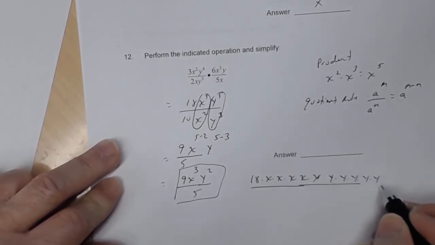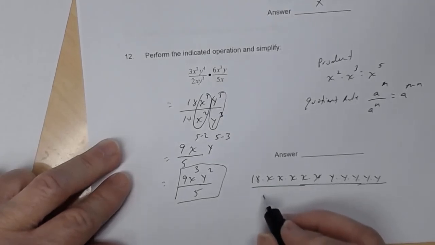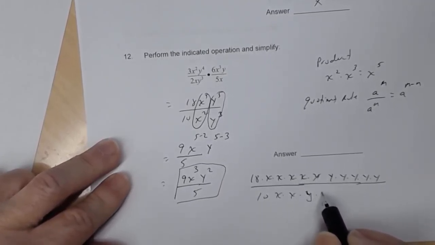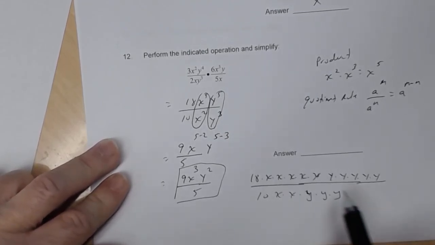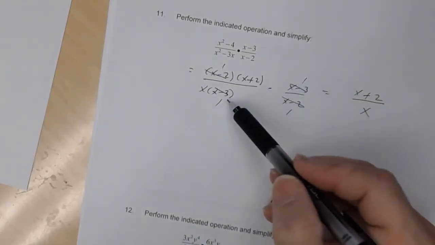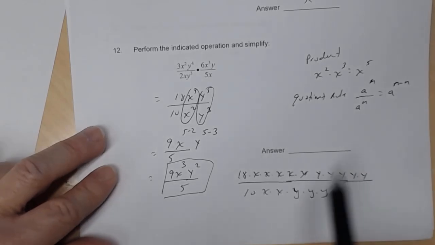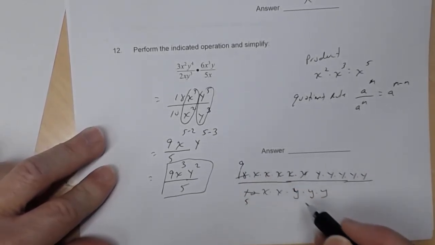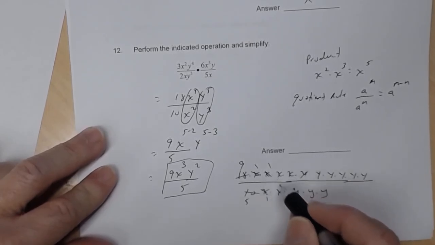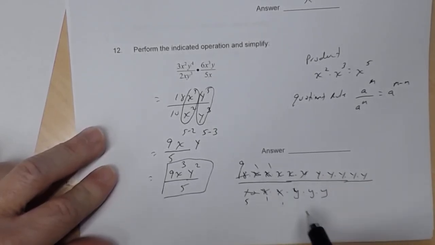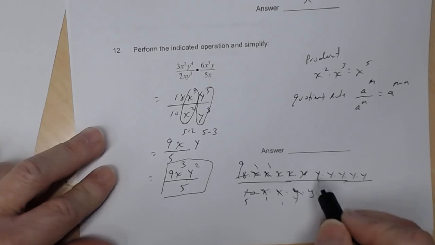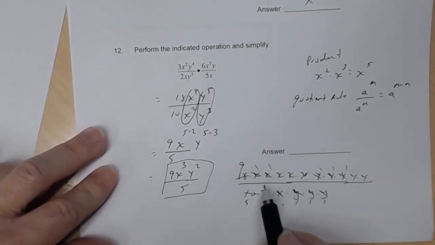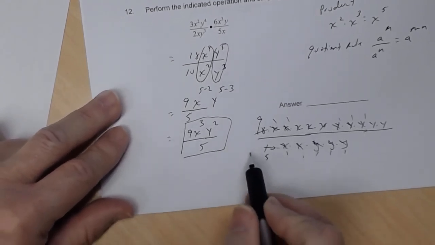1, 2, 3, 4, 5. And then in the denominator, you get 10, and then two factors of x, and then two factors of y. And then we reduce common factors just like we did here. So 10, 2 into 10 is 5, 2 into 18 is 9, and then these reduce, that's about all I can reduce here. Now in terms of y's, I can reduce these, and I can reduce these. And so basically what's left in the numerator is this.